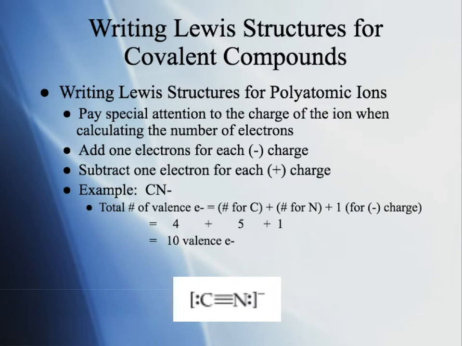All right, so those Lewis dot structures you've probably seen before, have done before in regular chemistry. Now we're going to start talking about stuff that we haven't done before in regular chemistry. And the first of it is writing Lewis dot structures for polyatomic ions.